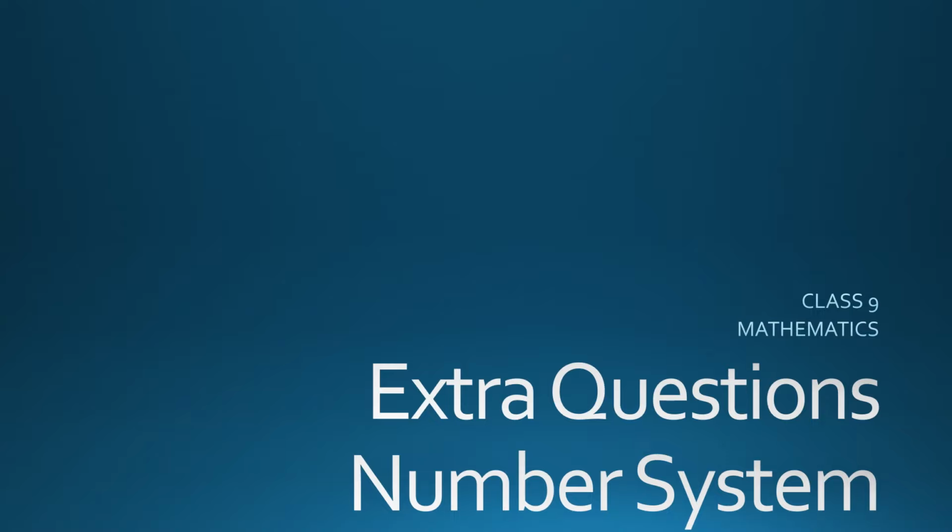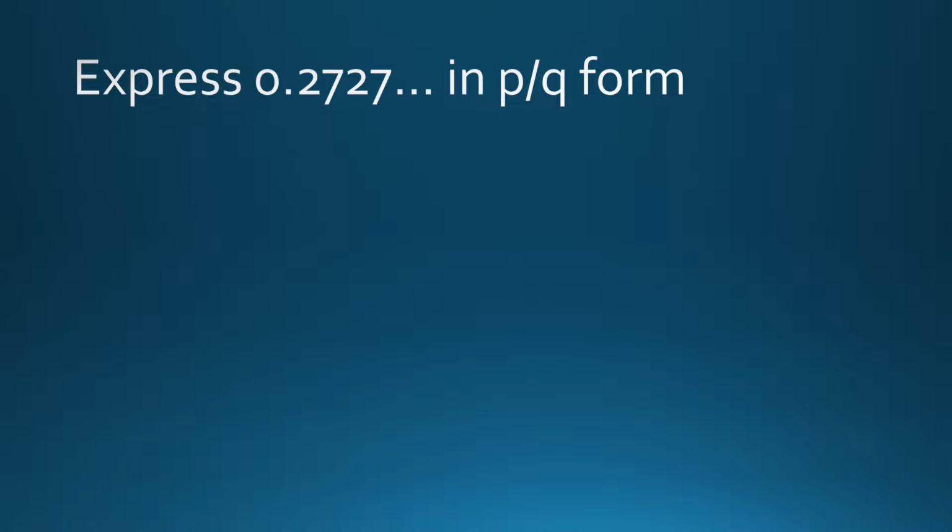So in today's video we are going to discuss class 9th topic number system and the extra questions. So let's get started. Our first question is: express 0.2727 in p by q form. How can we do that?